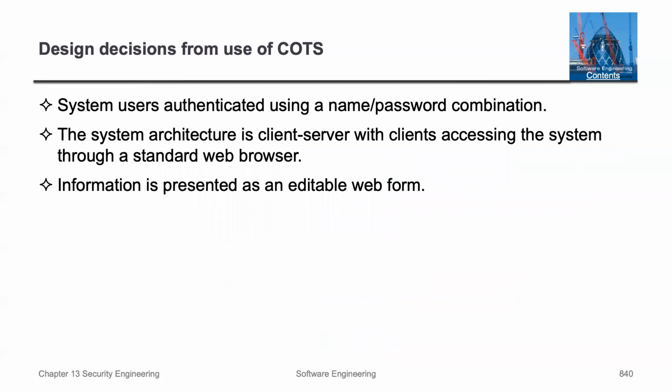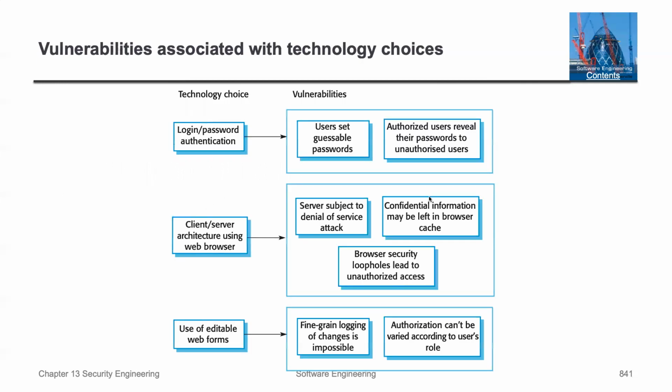So what about the use of commercial off-the-shelf components? System users, authentication using a name and password combination, that would be good. You could be looking for that. The system architecture is a client server with clients accessing the system through a standard web browser. So if you can have the browser secured, say HTTPS and other types of encryptions, and information is presented in an editable web form.